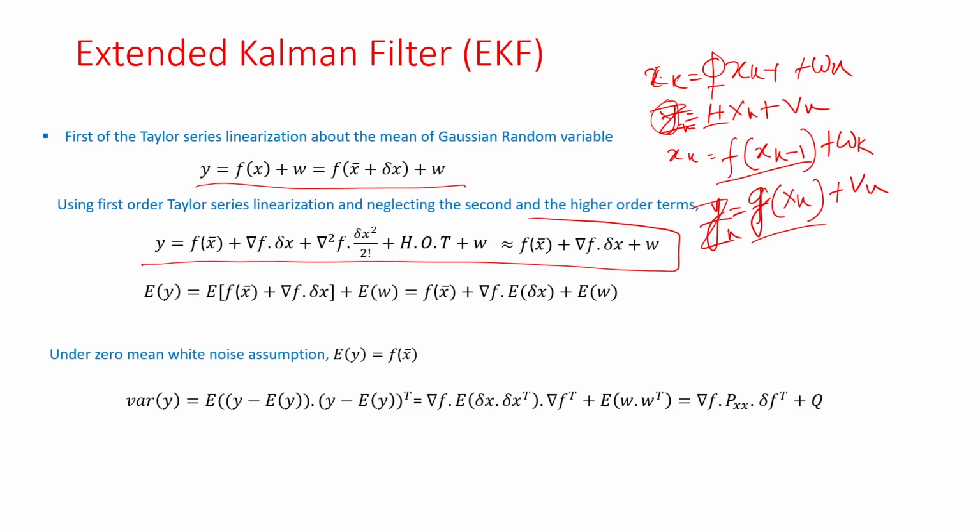So, with this plus w, you do a Taylor series linearization, first order. Suppose this is the first order term, this is the second order term, plus higher order terms, plus white noise, process noise. Okay. Now, I cut this because I want to do only first order. So, I am having only this. Now, you calculate the mean: expectation of A plus B plus C is equal to expectation of A plus expectation of B plus expectation of C.